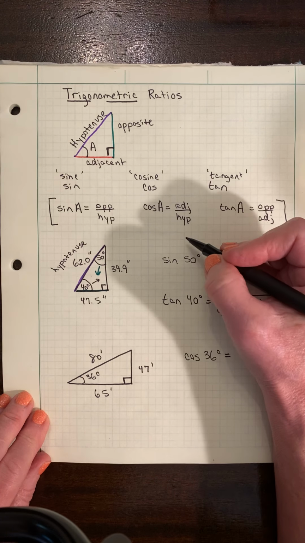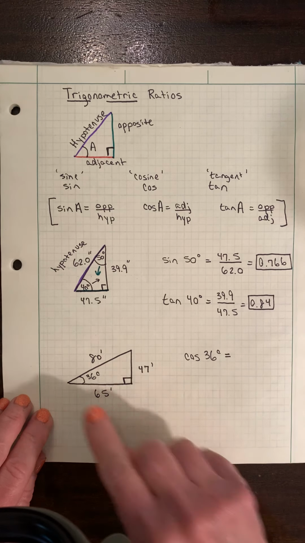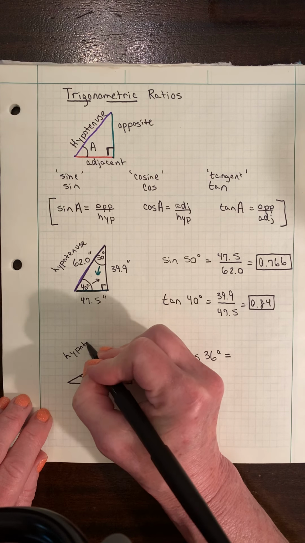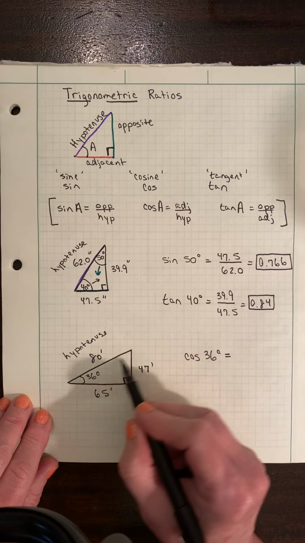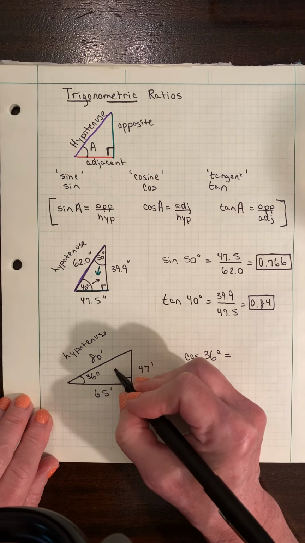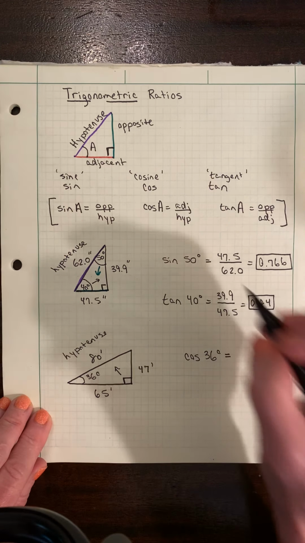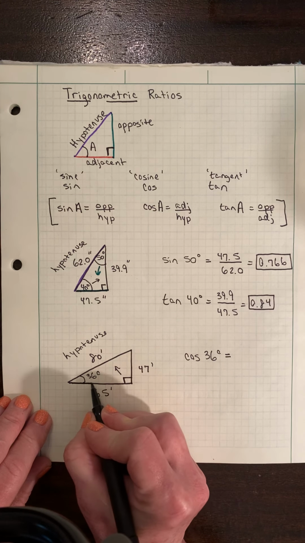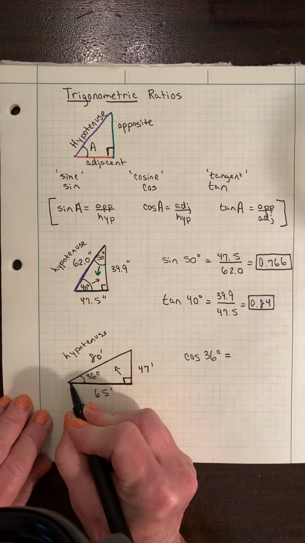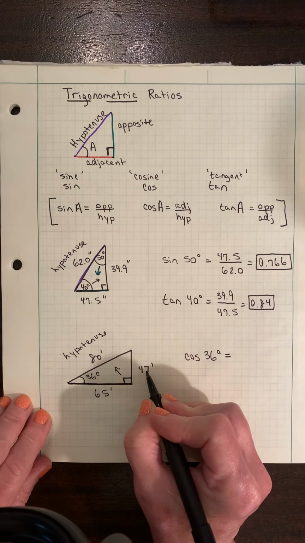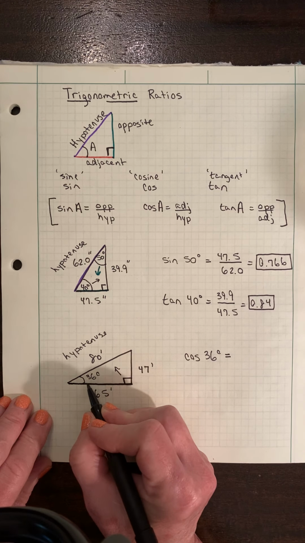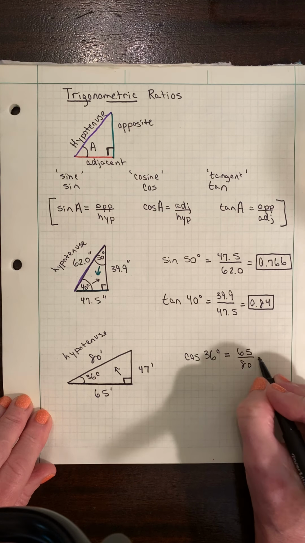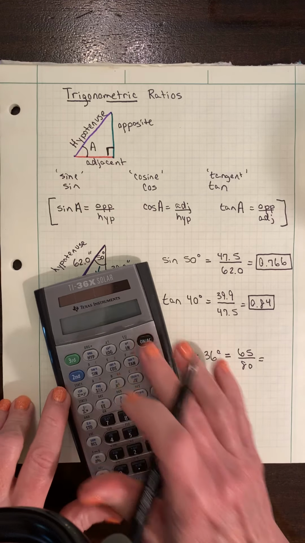cosine is adjacent over hypotenuse. Remember, this is our hypotenuse here. So that's easy. We know it's the longest side. It's always across from the right angle. Now, it says adjacent. There's two sides to pick from here. 65 is adjacent because it is part of the angle. This side is opposite. It is not touching this angle here. So the adjacent would be 65 over 80, and we will divide that out.